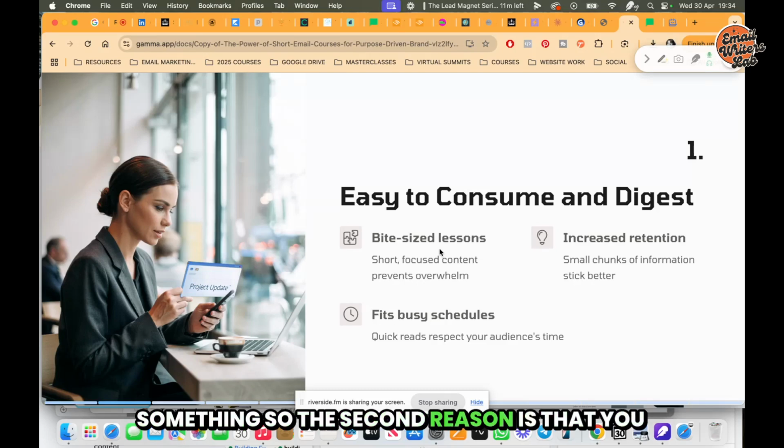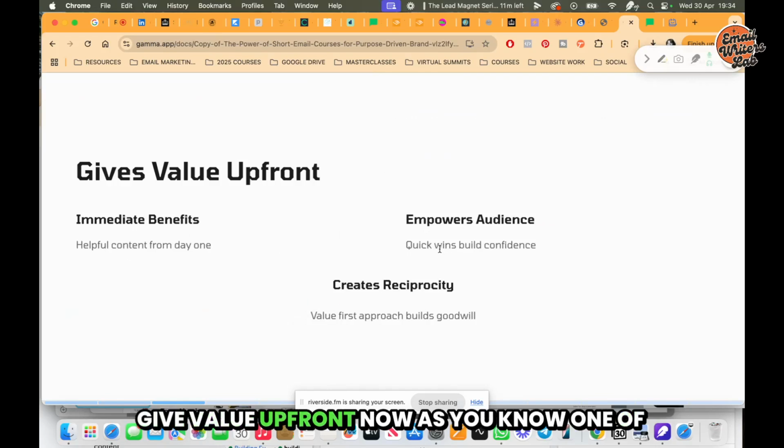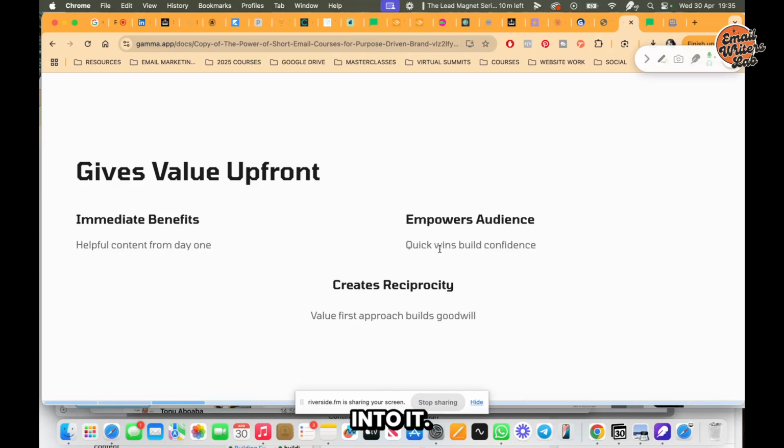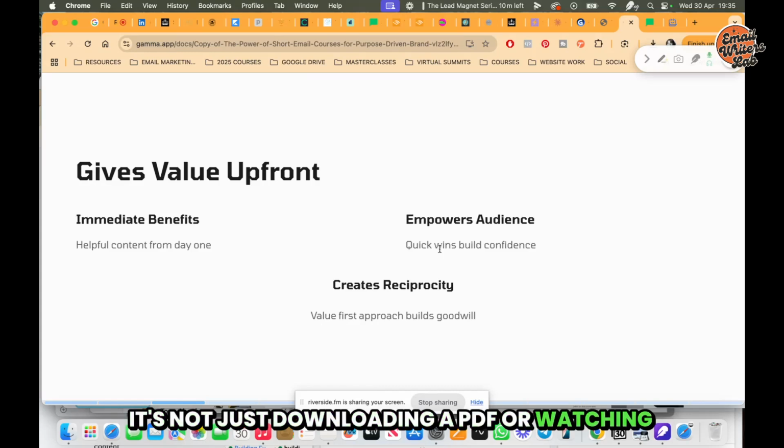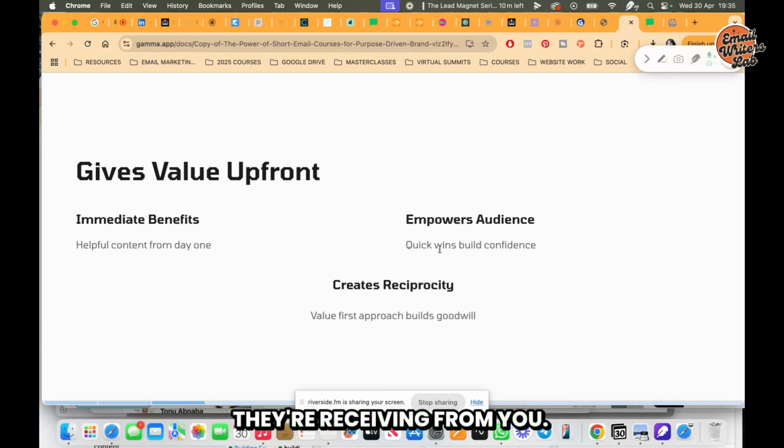So the second reason is that you give value upfront. As you know, one of the laws of influence is reciprocity, meaning that when you do something for people, people are more disposed to do something back for you. So you are starting by giving, and obviously you're giving something of value. A mini course already has an intrinsic value built into it. It's not just downloading a PDF or watching a video, but this is actually a course. It's a package of knowledge that they're receiving from you. So that is the value. You're giving them helpful content from day 1.